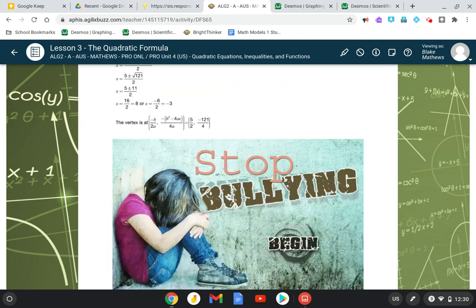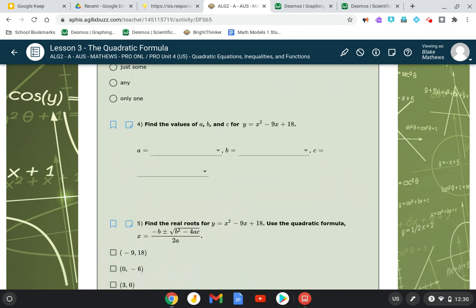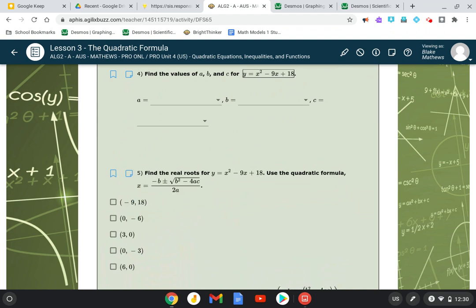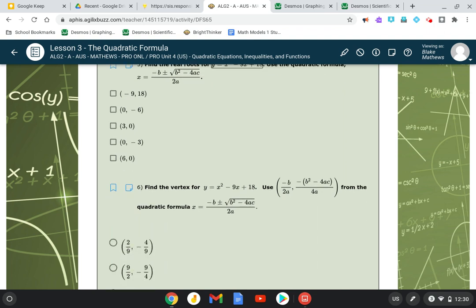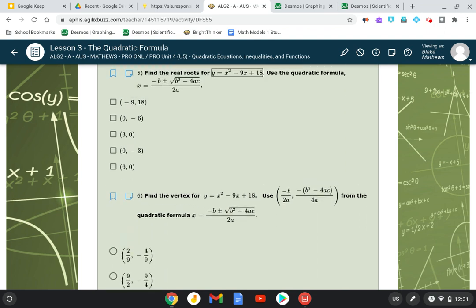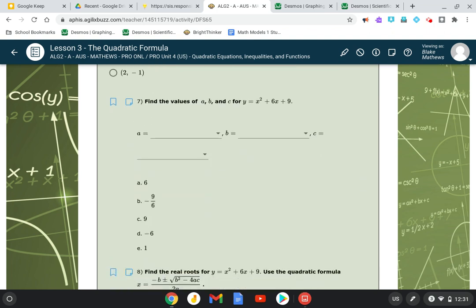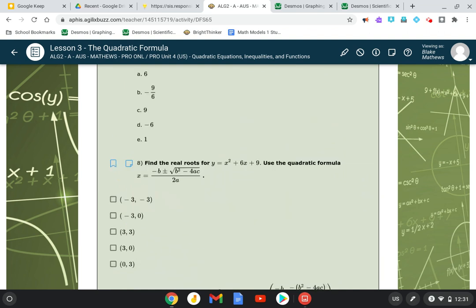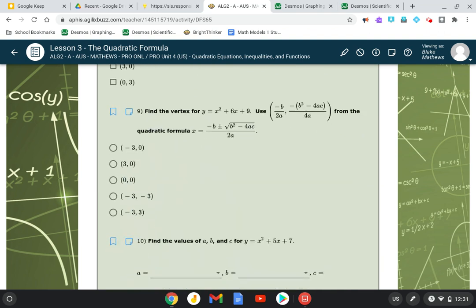So just to give you an idea, if you look down here, there's some vocab questions, numbers 1, 2, and 3. Number 4, just identify A, B, and C for that equation right there. That's pretty straightforward. Then find the roots. In other words, you can use the quadratic formula or you can graph it. For number 5 and number 6, same thing. You can graph it or you can find the roots using the quadratic formula. Same thing with number 7, identify A, B, and C. Then find the roots and the vertex. Again, you are welcome to use the graphic method.